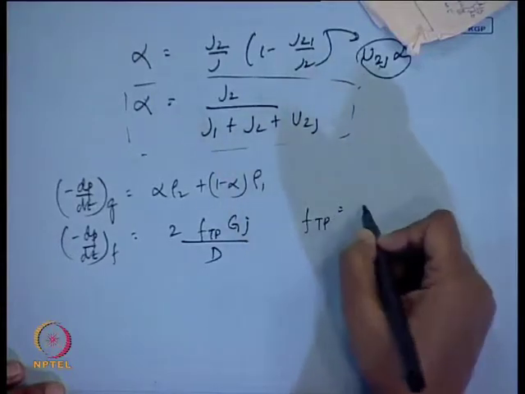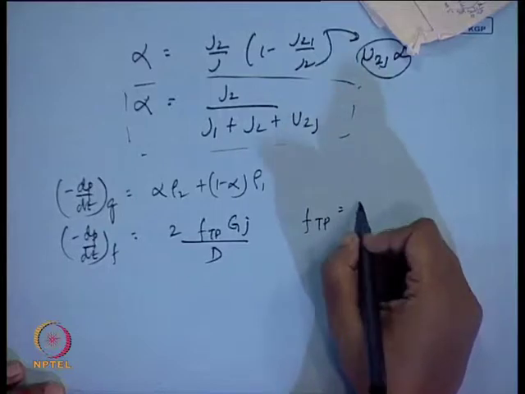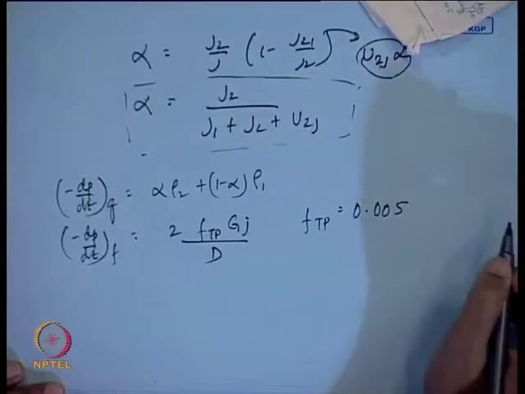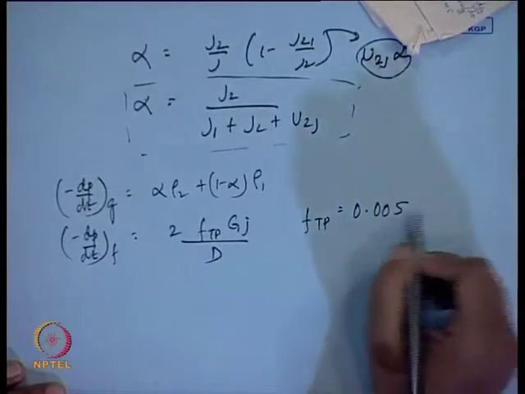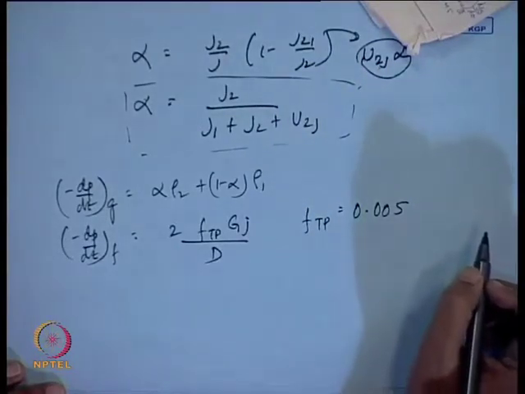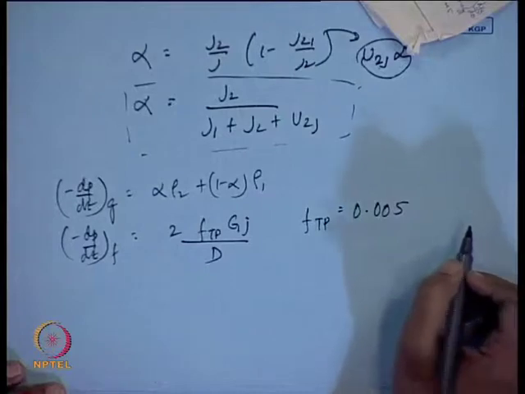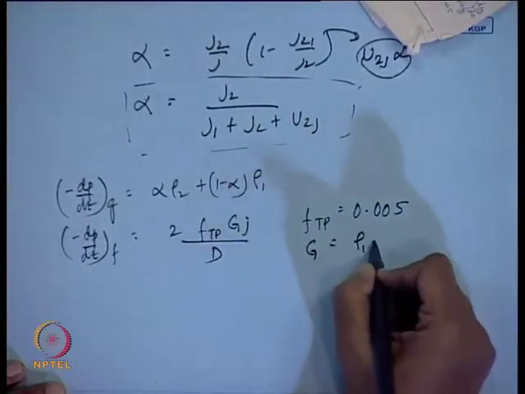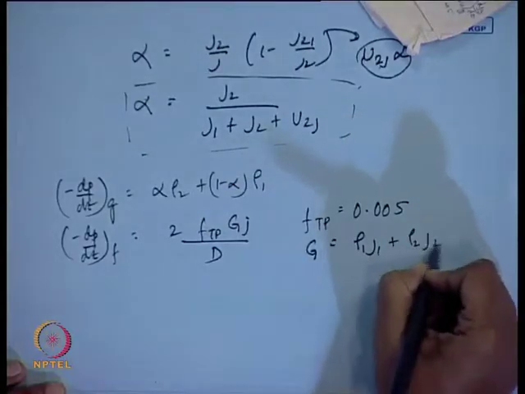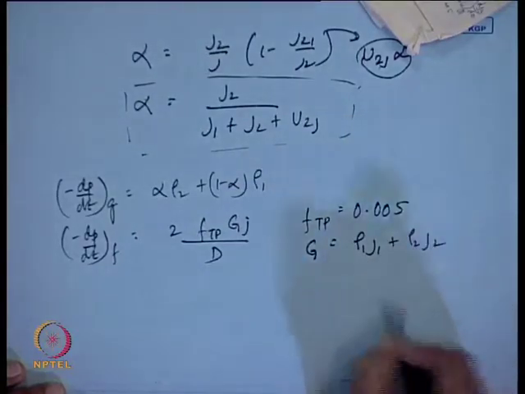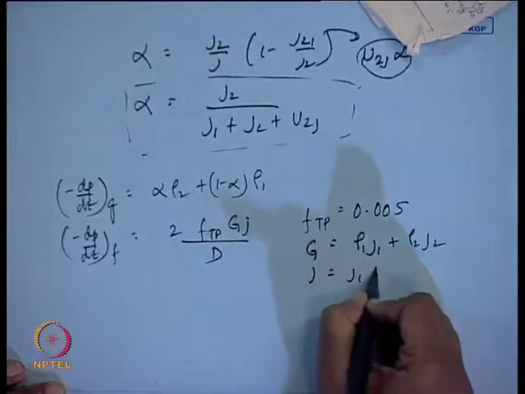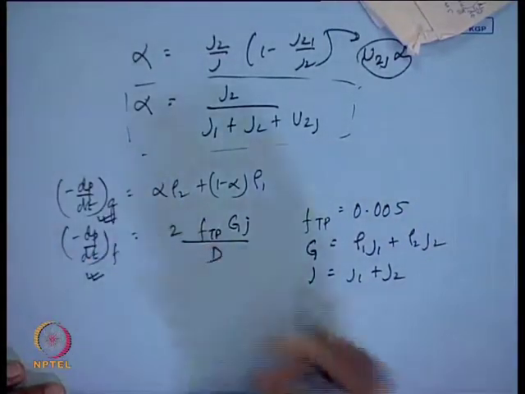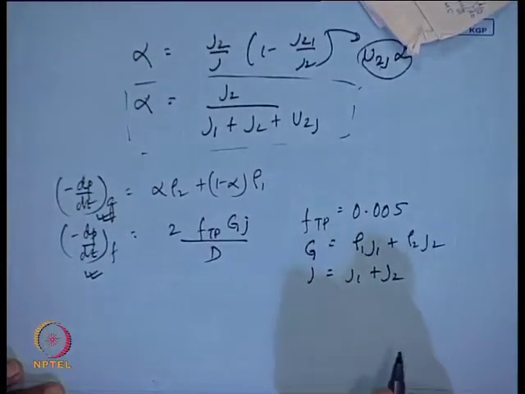Usually, under normal circumstances, for the churn turbulent bubbly regime, FTP lies in the churn turbulent or in the turbulent flow regime. So, FTP can be taken in this particular form. Okay. So, what is G? This is nothing but rho 1 J 1 plus rho 2 J 2, agreed. What is J? J equals J 1 plus J 2. So, this can also be found out, agreed.